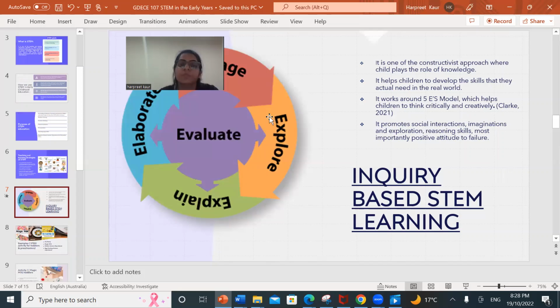In any scenario we are setting up, there needs to be exploration with the children, and then we can explain it. Next, fourth, we can elaborate it more, how it can relate to our real life or to our real world. And then at the end we can reach the conclusion through evaluation. Moreover, it also helps to promote social interactions, imaginations, exploration, reasoning skills, and most importantly, a positive attitude to failure.